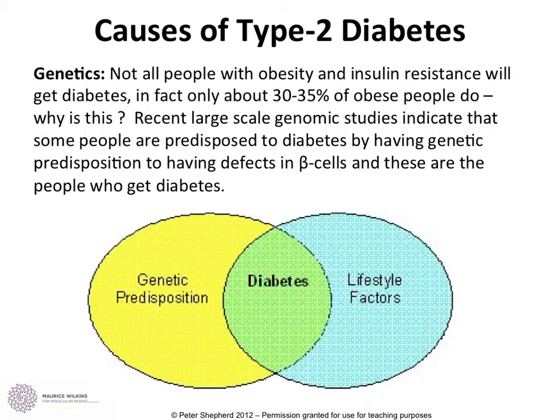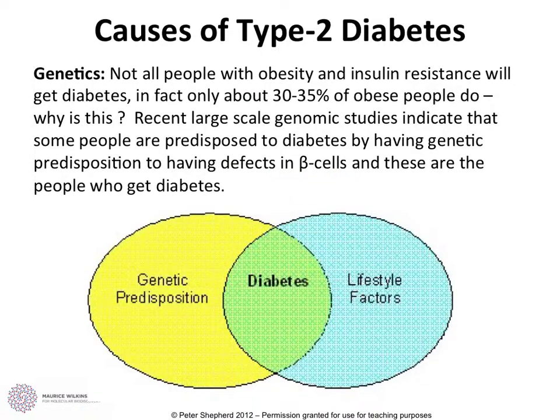This is just talking about another cause, which is genetics, or basically your likelihood to inherit this off your parents. And it's true to say that not all people with obesity or even insulin resistance actually go on and develop full-blown diabetes. And recent studies have shown that there are some people that are predisposed or more likely to have some kind of defect in their beta cells.